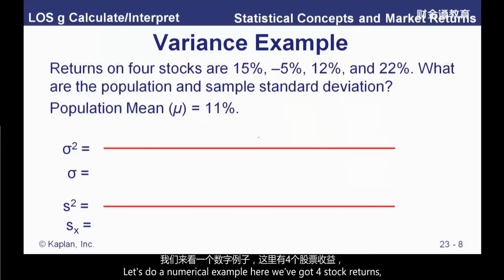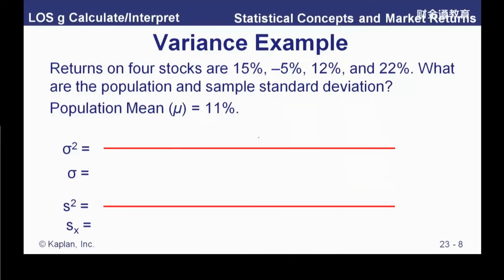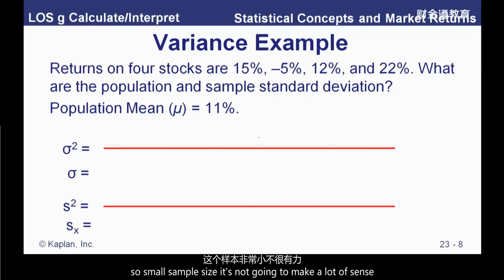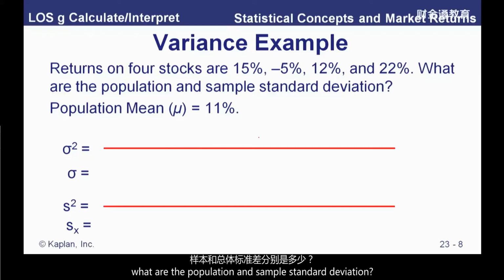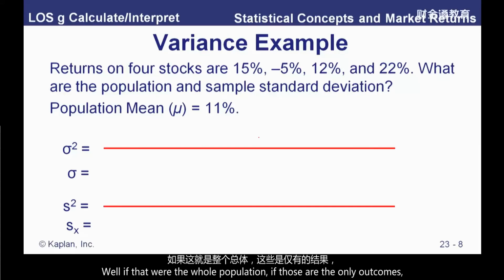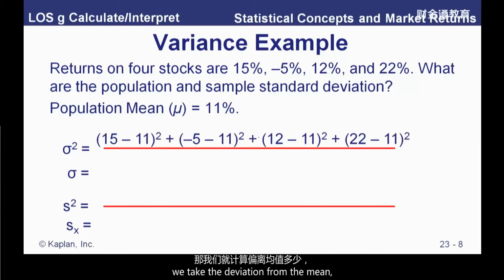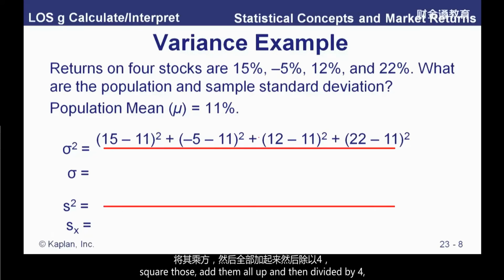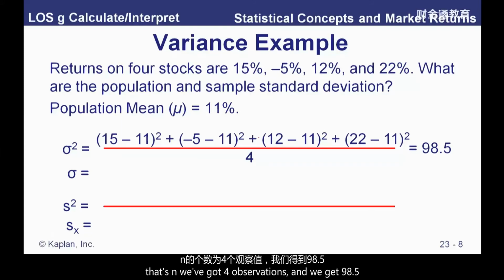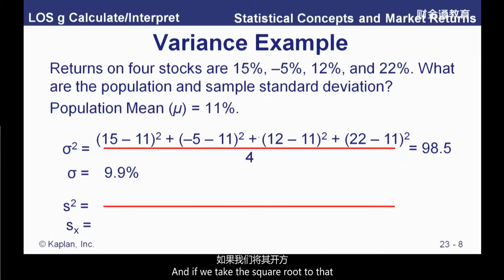Let's do a numerical example here. We've got 4 stock returns. It's a small sample size. It's not going to make a lot of sense, but we can certainly illustrate this. What are the population and sample standard deviation? Well, if that were the whole population, if those were the only outcomes, we take the deviations from the mean. We know that mean is 11%. So we take all those differences, subtract the mean from each one, square those, add them all up, and then divide by 4. That's n. We've got 4 observations, and we get 98.5. And if we take the square root of that, we get 9.9%.